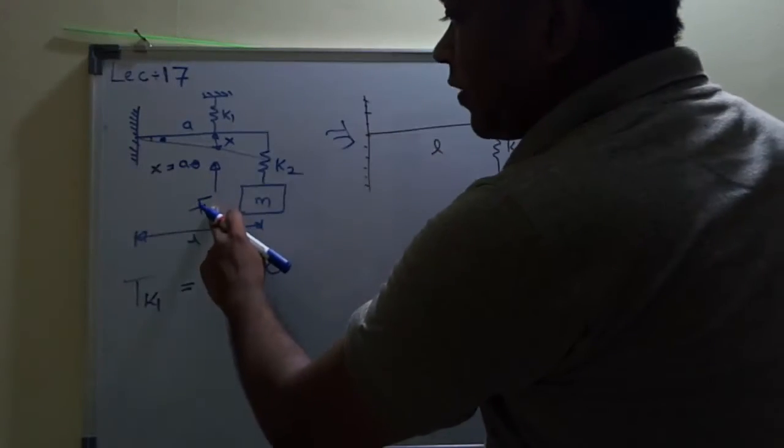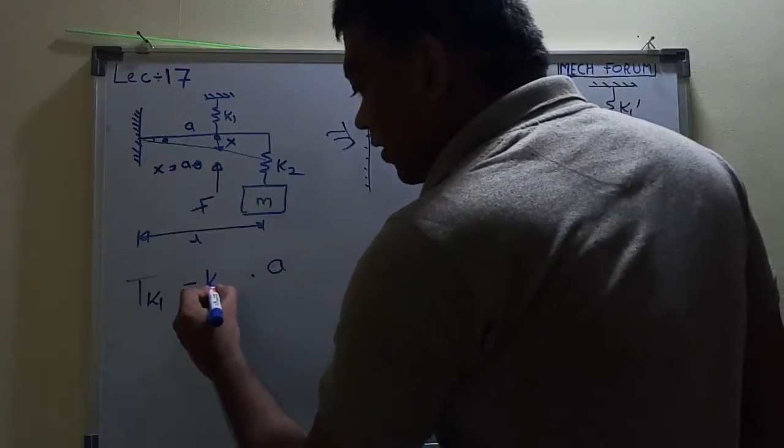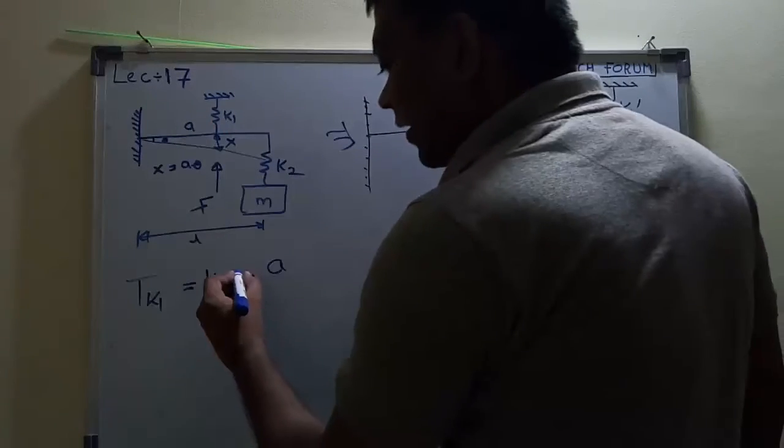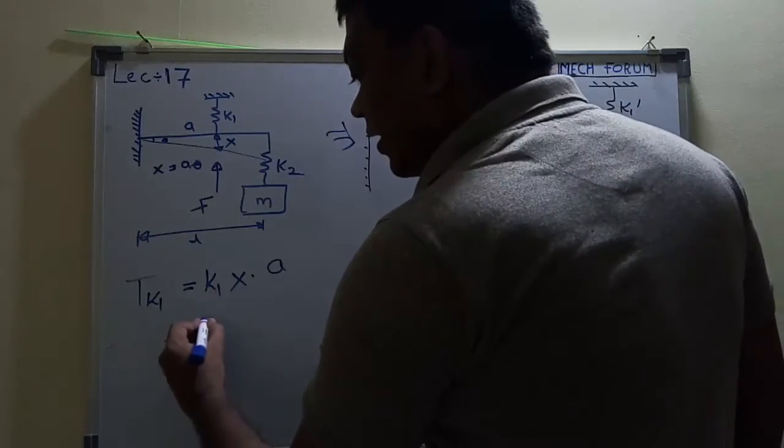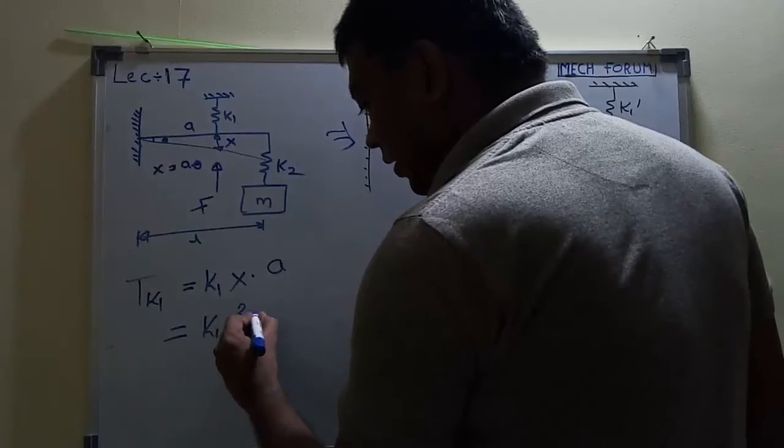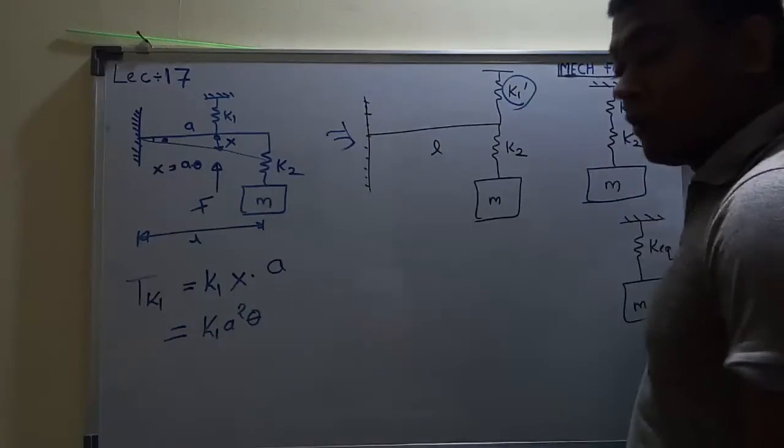So what is spring force? Stiffness into deflection. What is stiffness? K1 into deflection. What is X? X equals A theta, so we get K1 A square theta. This is the torque exerted by K1.